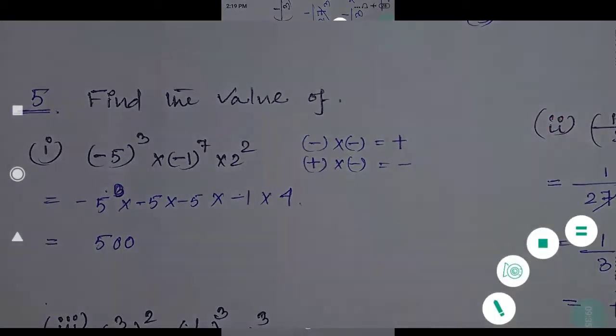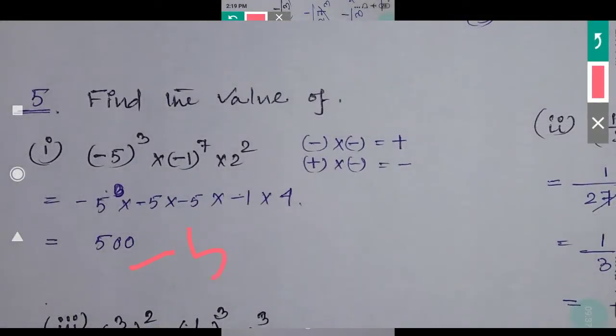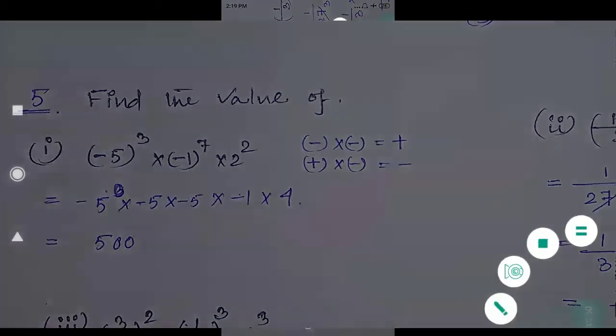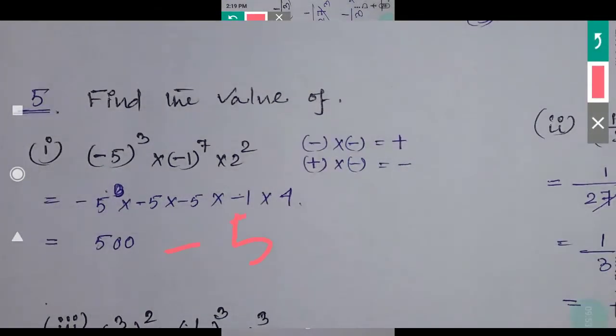Again I am writing, if any negative number's power is an odd number, then this minus will come outside, like this. So see, if (minus 5) whole power cube is given, that means minus will come outside, then it will be minus 5 cube. Again, minus 1 power 7: minus 1 is a negative number, the power is an odd number, so there also minus will come out.